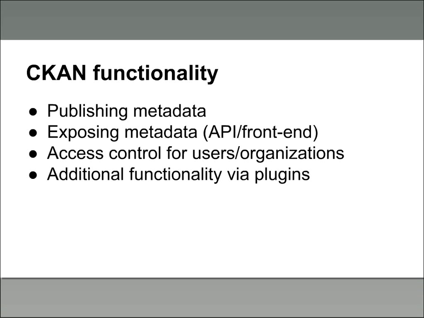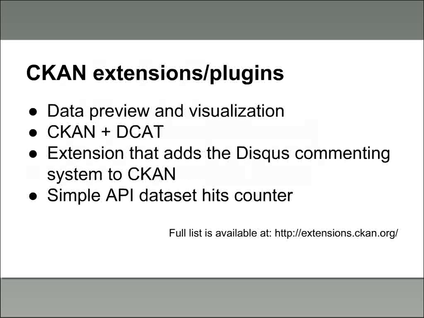So yeah, CKAN functionality is pretty straightforward. You can publish metadata and you can expose it using either the front end or the API. And you can enable access control on top of it. By access control, I mean that you restrict editing of the metadata to particular users or organizations. For instance, in public data, you don't want everyone to be able to edit a dataset related to transparency of spending money. And there is additional functionality which can be achieved by installing plugins. There are quite a lot of plugins, and a full list is available at the link below the slides.